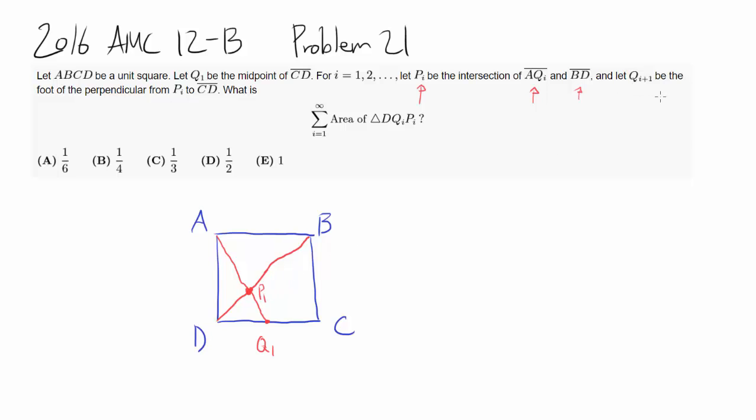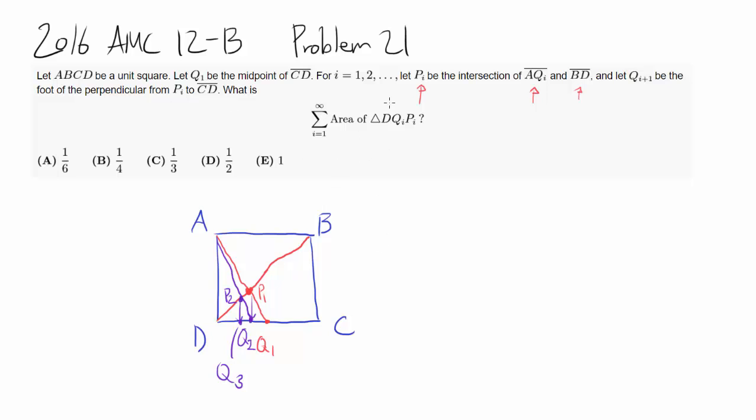And let Q sub i plus 1 be the foot of the perpendicular from P sub i to CD. So you're going to drop down a perpendicular to CD, and this is going to be Q sub 2. You're going to continue this process. Draw a line segment from A to Q sub 2, and this point is going to be P sub 2. Drop it down, you have Q sub 3. Draw another line segment to find P sub 3. Drop the perpendicular down, you have Q sub 4, and so on. Okay, that's not too easy. It seems really complex at first glance.